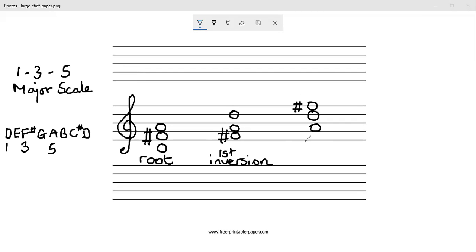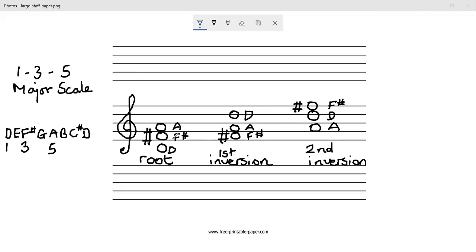We've still got the same three notes. In the first one, we've got a D, we've got the F sharp, and we've got the A. And here we've got the F sharp, we've got the A, and we've got the D. And here we've got the A, we've got the D, and we've got the F sharp. So in each case, we've got the same three notes in a slightly different order. And that's how we label them: the first inversion, the second inversion, or the root chord.